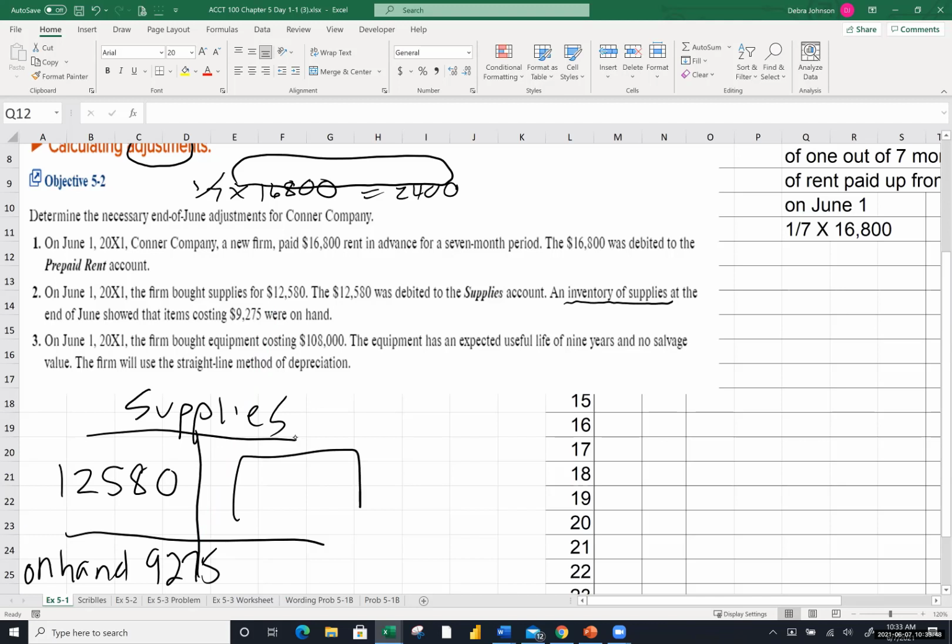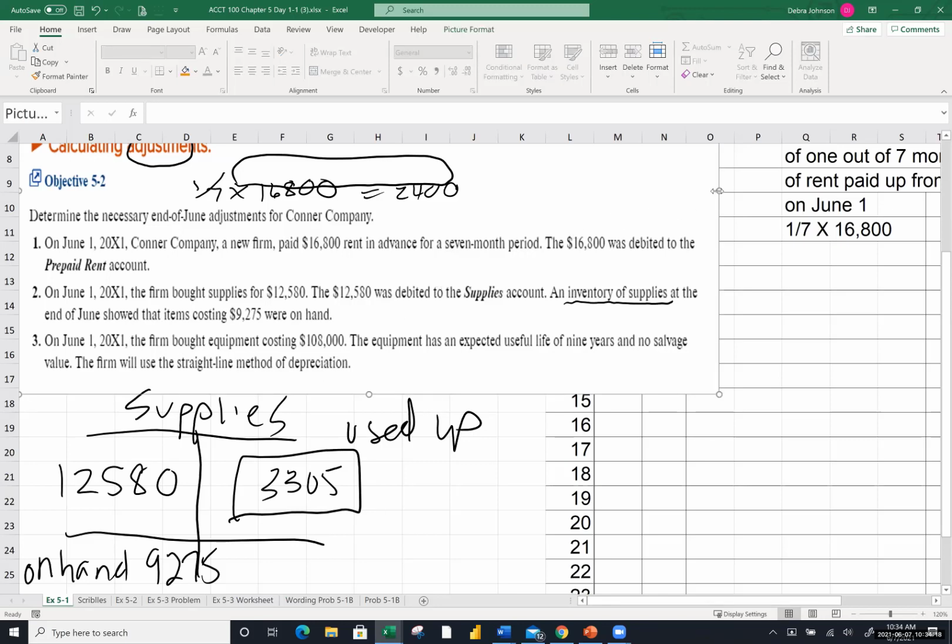And again, what we're after is how much has been used up. So go ahead on your calculator and do the math. And I got 3,305, and Giselle or someone else can speak up and let me know. Yes, that's correct. Okay, awesome. 3,305. What are we going to do? The same thing we just did on the other adjustment. We're going to increase an expense and we're going to decrease the asset.